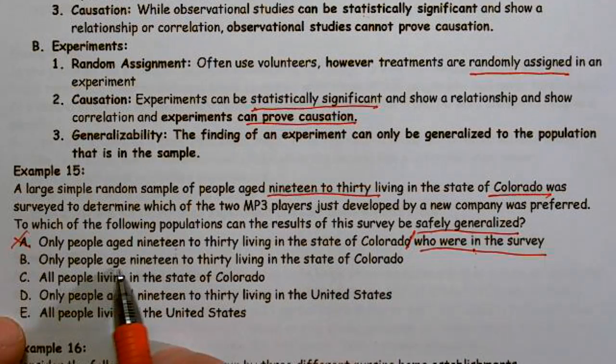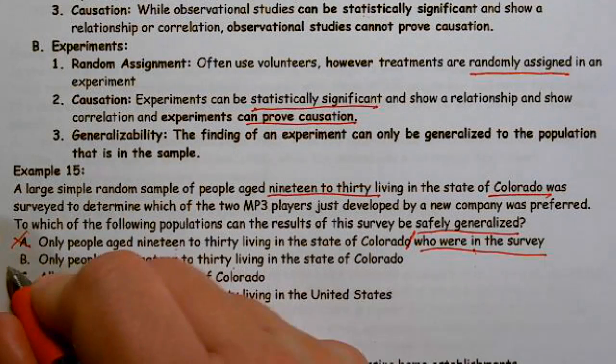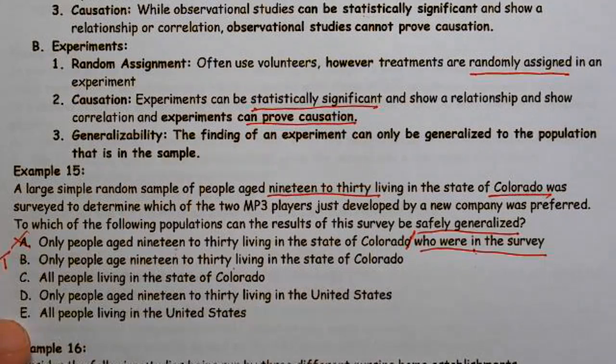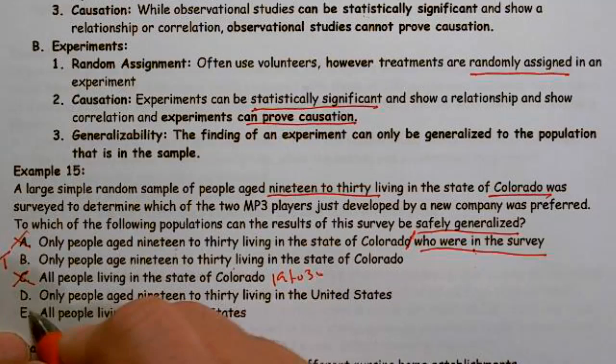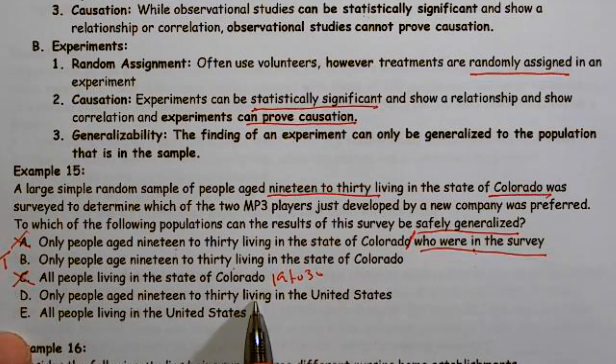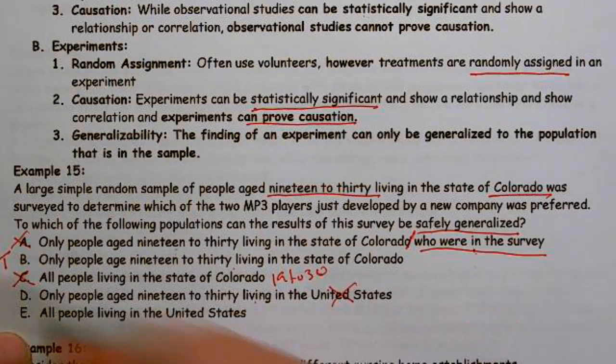Only people aged 19 to 30 living in the state of Colorado. This looks pretty good. This looks like it's going to be my answer. All people living in the state of Colorado? No, this is false because our sample only had the 19 to 30 crowd. Only people aged 19 to 30 living in the United States? The problem with that is we only used Colorado, so that's false. Obviously, if this is wrong, then this is also wrong, so our best answer is B.